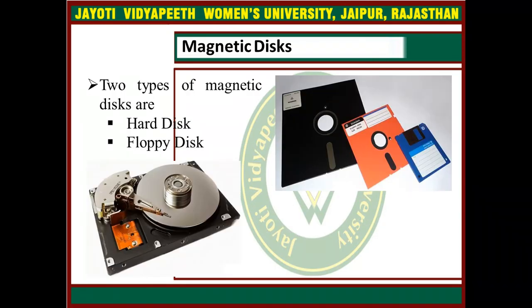So you can see here the types of magnetic disk: hard disk and floppy disk. Okay.